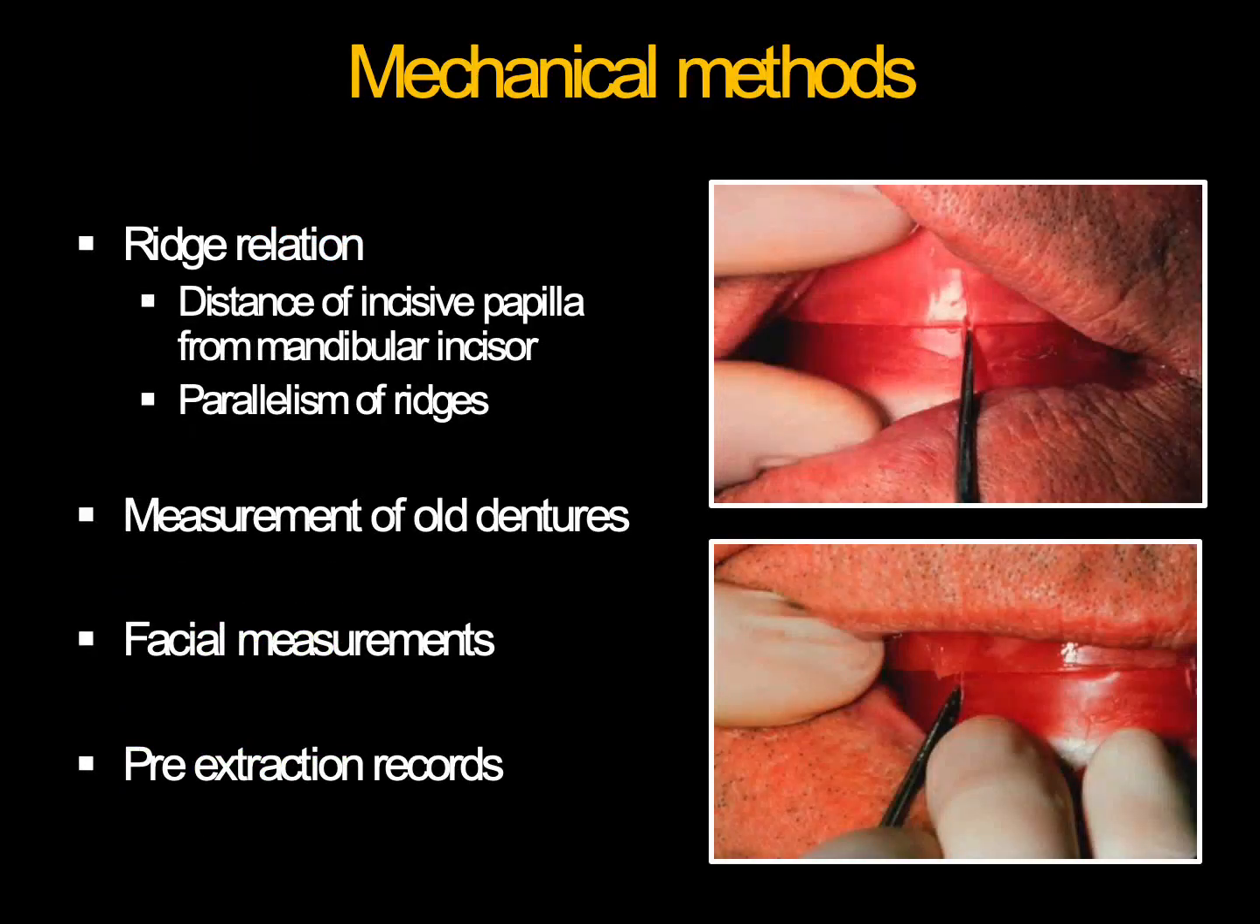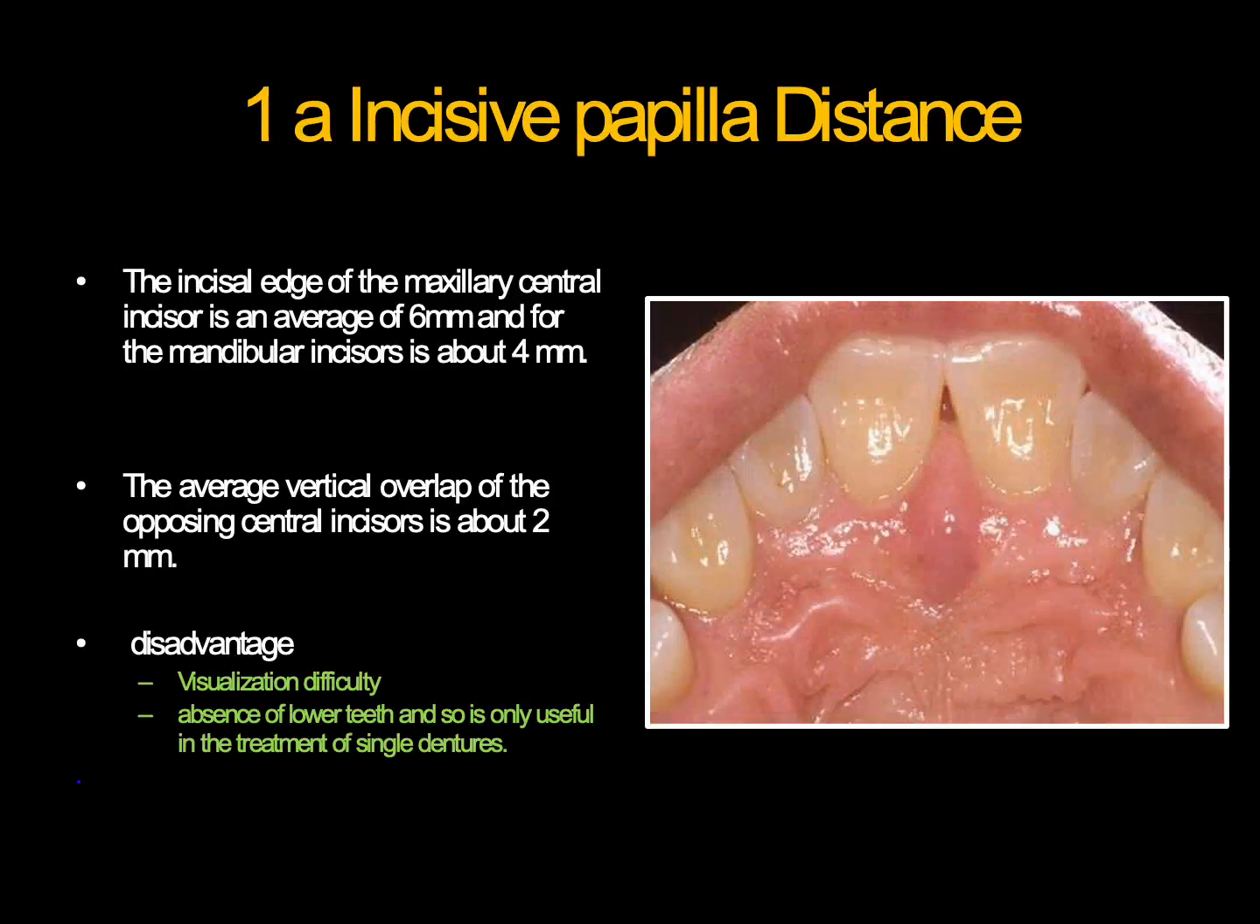Niswonger's method. Moving on to the first category of determination, that is mechanical methods, we have ridge relation. Here the distance is estimated from the incisive papilla to the mandibular incisors, or even parallelism of the ridges can be used to identify the vertical dimension. Apart from that, even the presence of old dentures can be used for rough estimation of vertical dimension. The facial measurements and pre-extraction records also come under the category of mechanical methods of VD estimation.